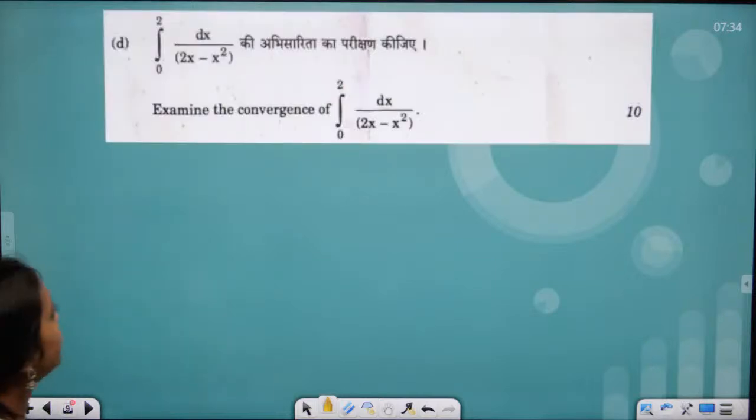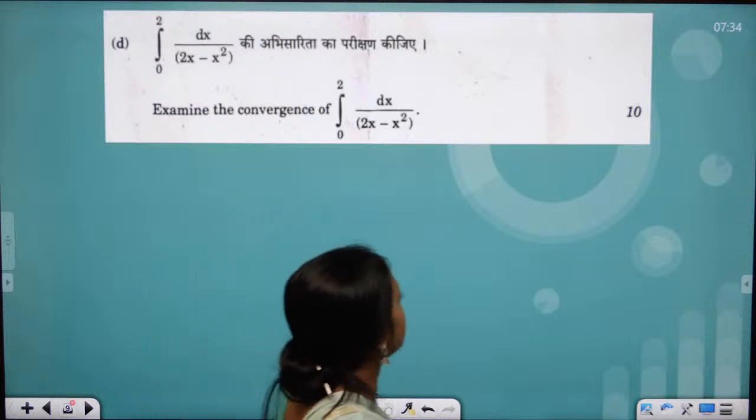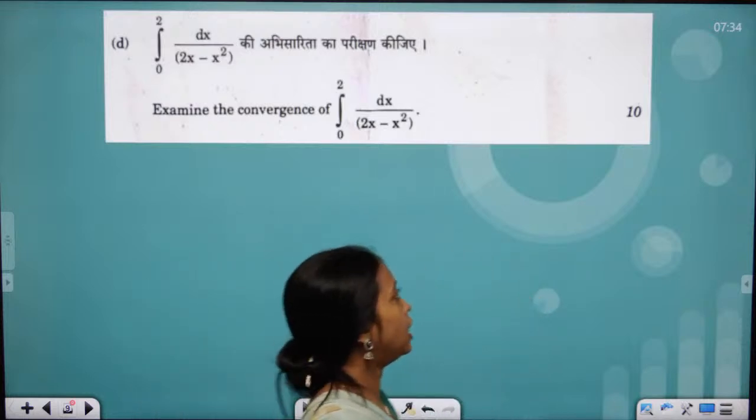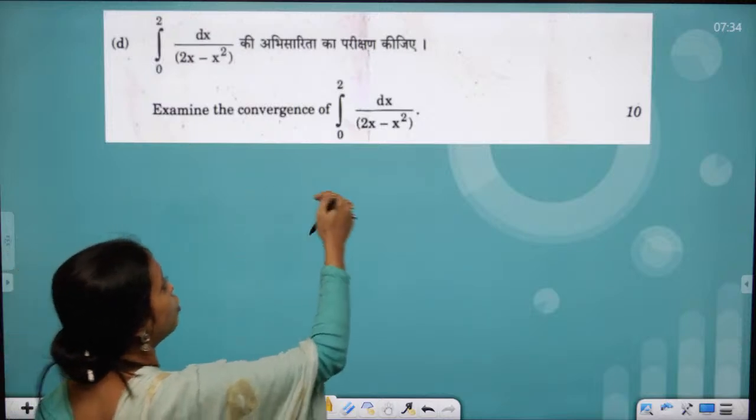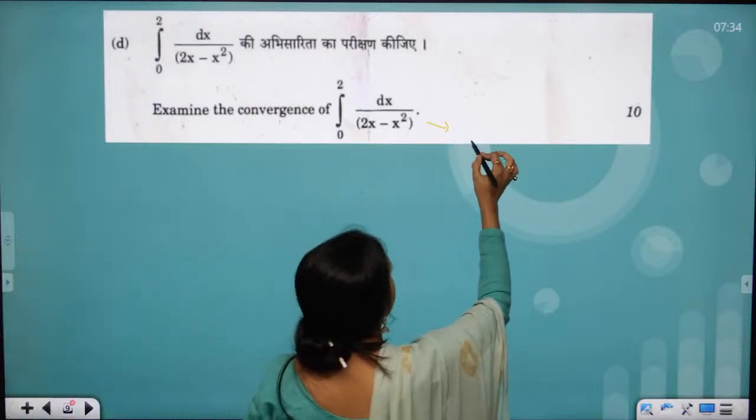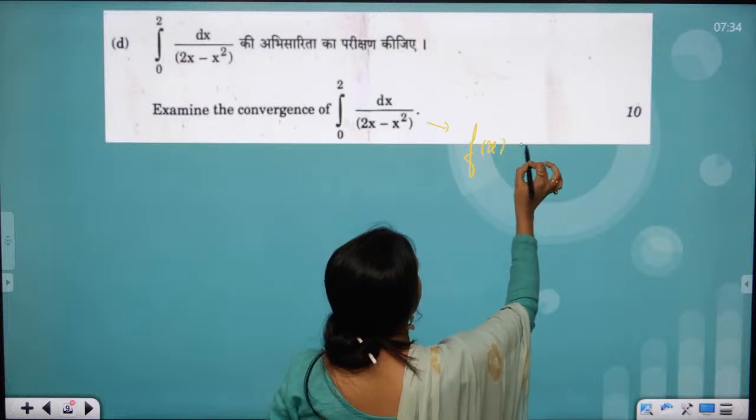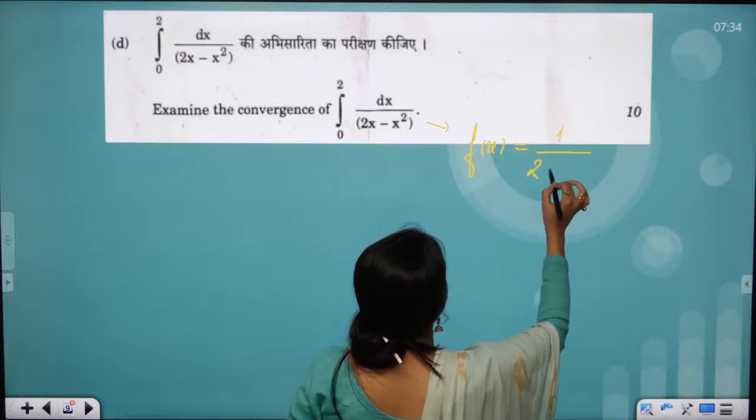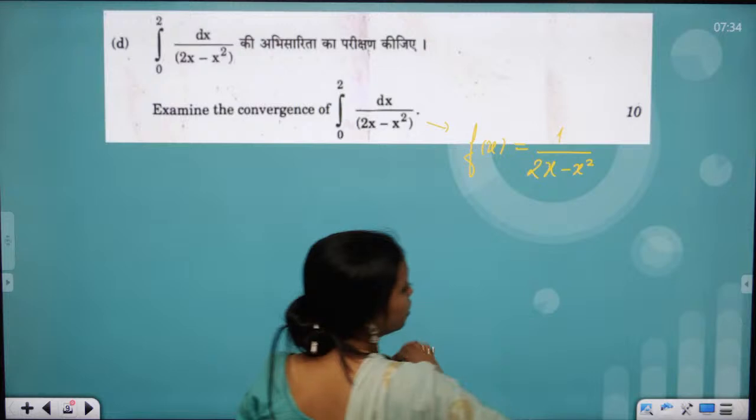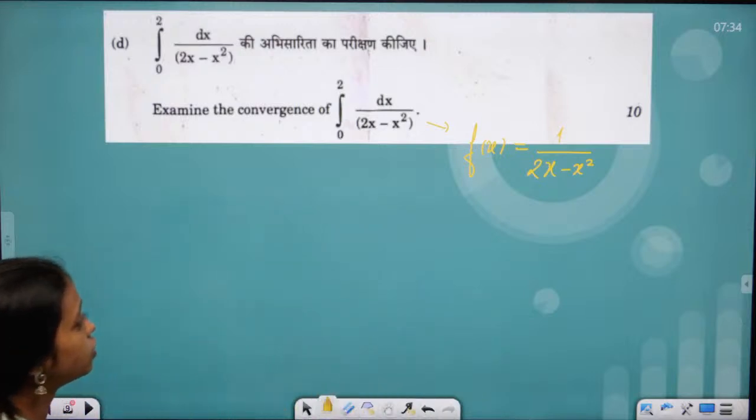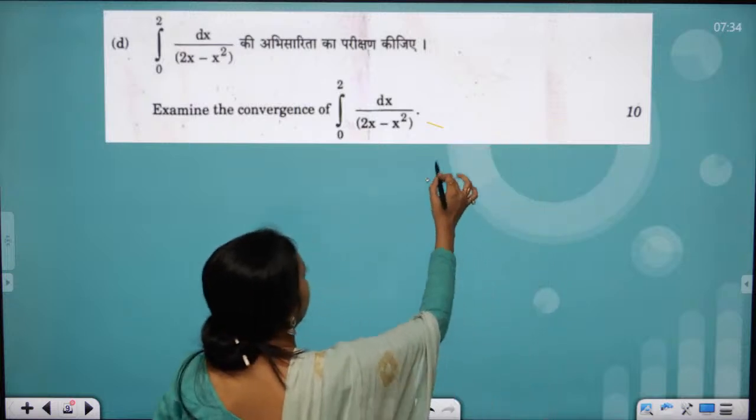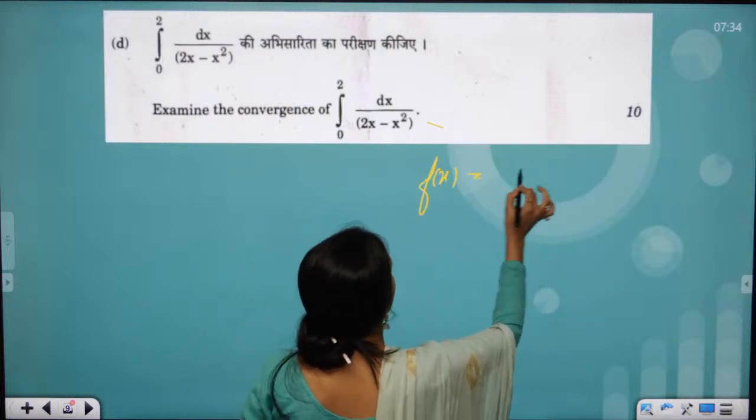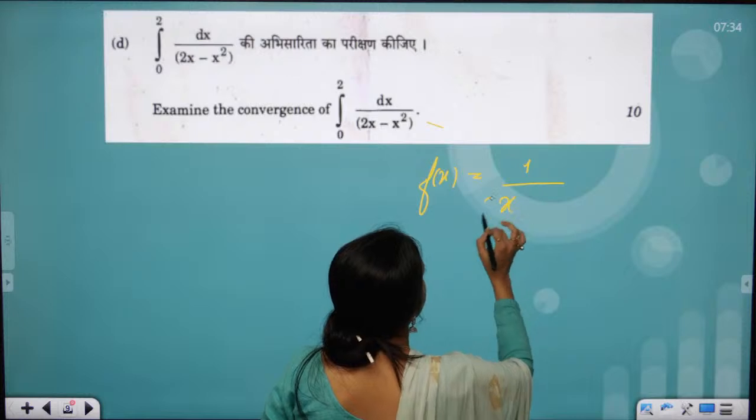Now, D, examine the convergence of the integration. Okay. So you see over here the limits of the integration are 0 to 2, and the function over which the integration is required is 1 upon 2x minus x square, right? So f(x) is 1 upon 2x minus x square.